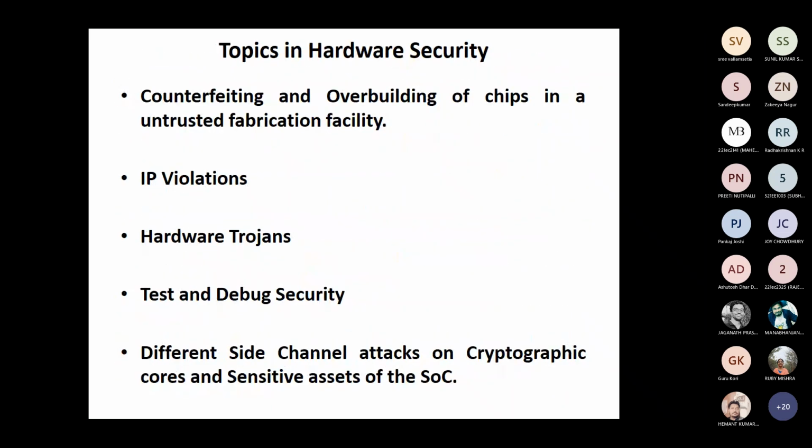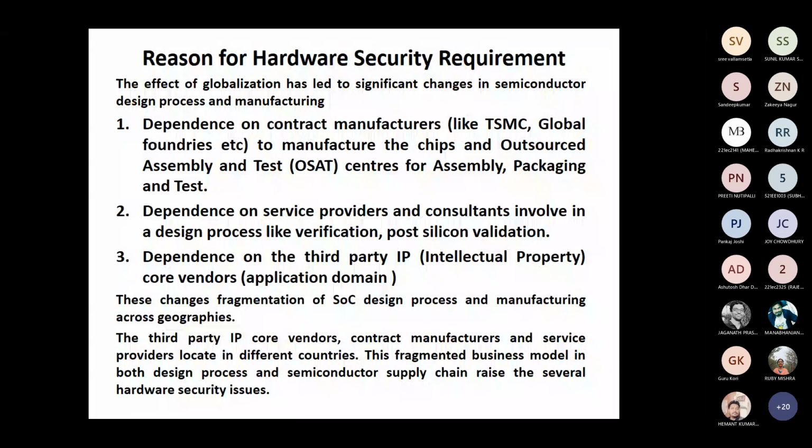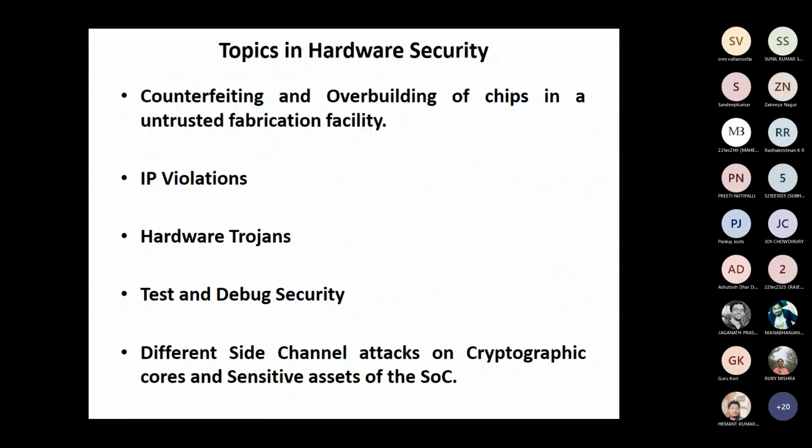So in this case, let us go one by one. The first one I'm talking about is counterfeiting and overbuilding of chips in an untrusted fabrication facility. Counterfeiting has two aspects. One is overbuilding itself: I ordered 1 million ICs or SoCs, they built 10 million, so you don't have control of how to handle this. Another is the aging process that would happen over there.